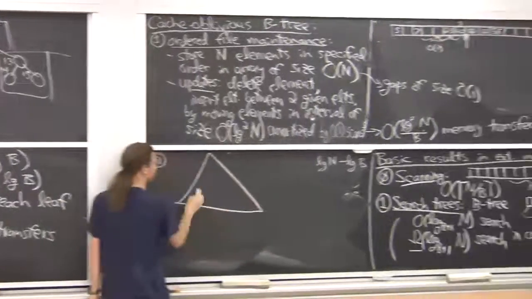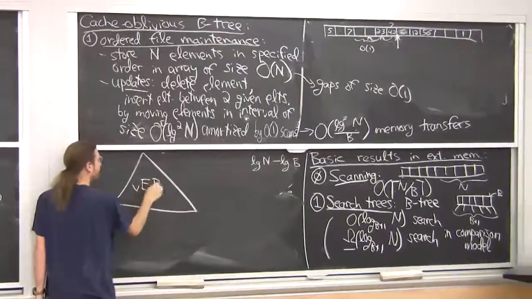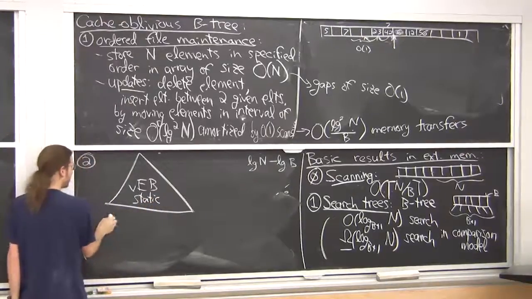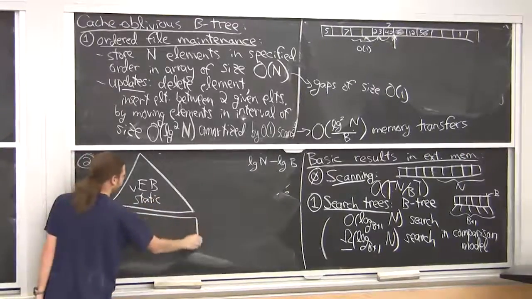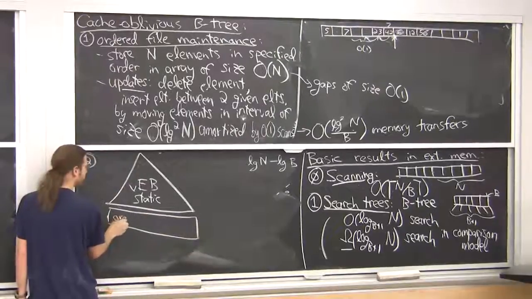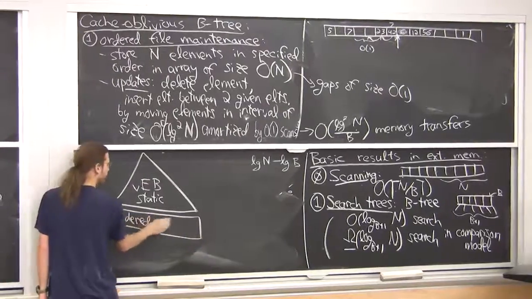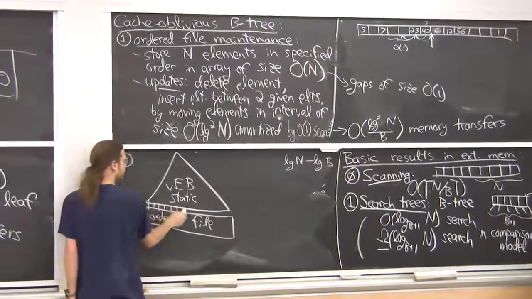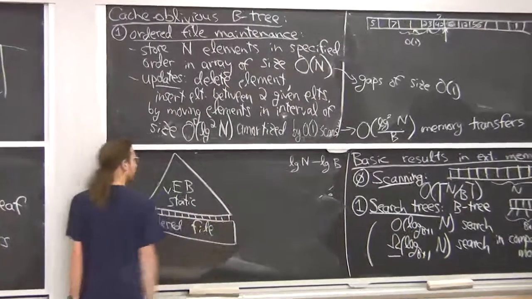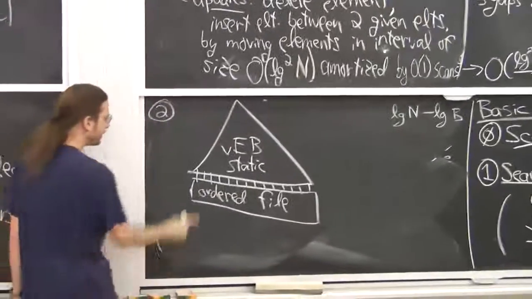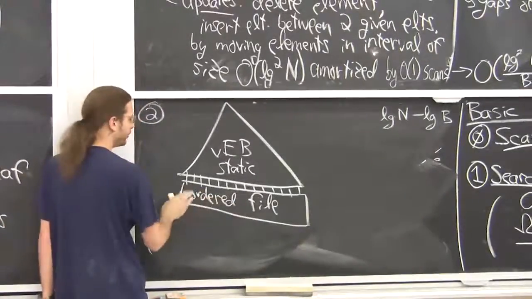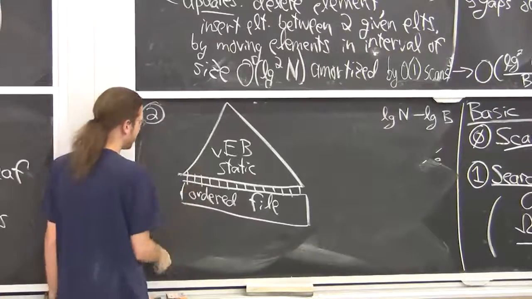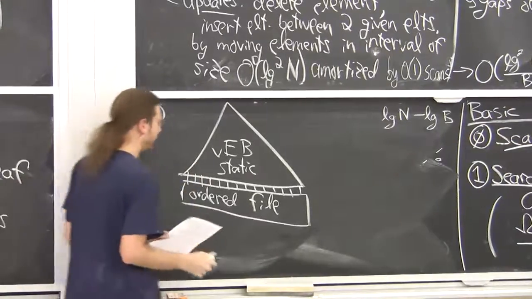So here we have a van Emde Boas layout static tree on top of this thing, which is an ordered file. And we have cross-linking. Here we have gaps, and we don't store the gaps up here. Do we? Yeah, sure we do, actually. Store them all. Put it all in there.